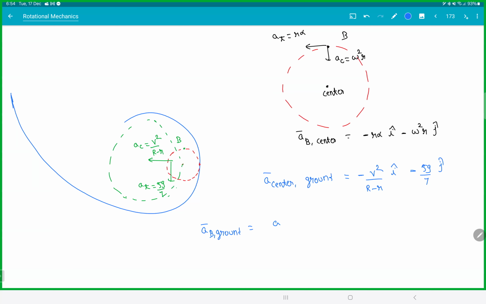So B actually has four components of acceleration. Acceleration of B with respect to the center plus acceleration of the center with respect to the ground. Does that make sense? If you go in a circle, you'll have a centripetal, a tangential. Agreed with that statement, right? So my center is going in a circle. So shouldn't it have a centripetal and a tangential, two components?